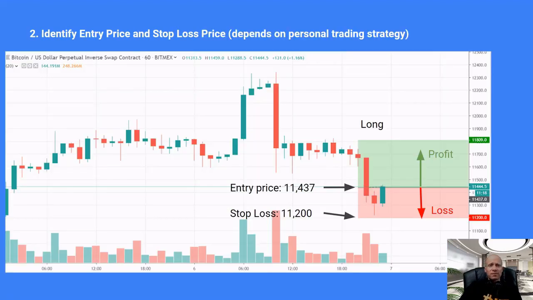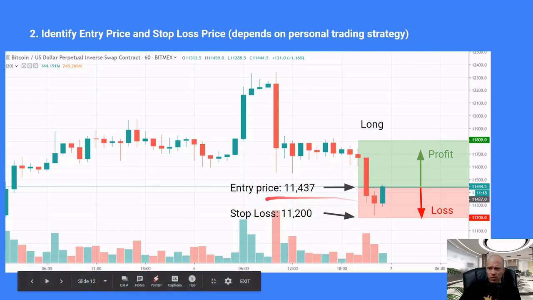Second step is to identify the entry price and stop loss price, and this depends entirely on your personal trading strategy. For this example, I assume a long position, and I assume that my trading strategy has given me an entry price of 11,437, and the stop loss according to my trading strategy would be 11,200.